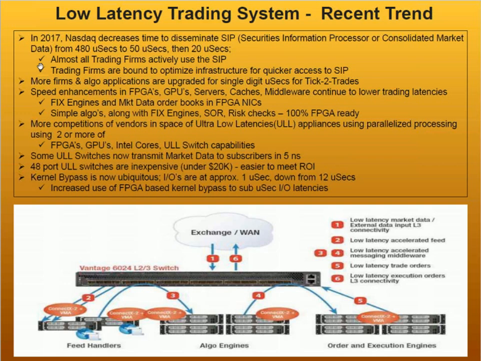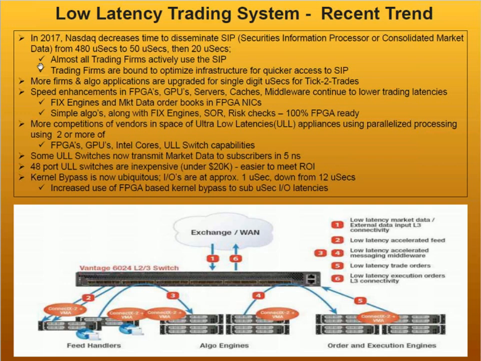So yes, these are modern-day trading systems, and a few of the trends I would like to mention: in 2017, NASDAQ decreased the time to disseminate the SIP, Security Information Processor, or consolidated market data, from 480 microseconds to 50 microseconds, and now they are almost using 20 microseconds. These things have progressed in very quick time. Almost all trading firms are actively using SIPs. Trading firms are bound to optimize infrastructure for quicker access to consolidated market data.